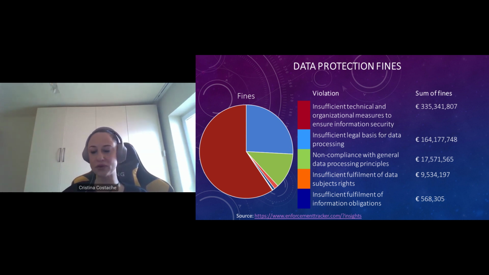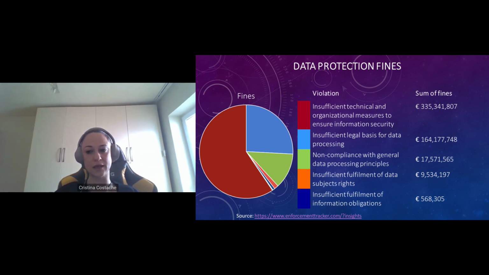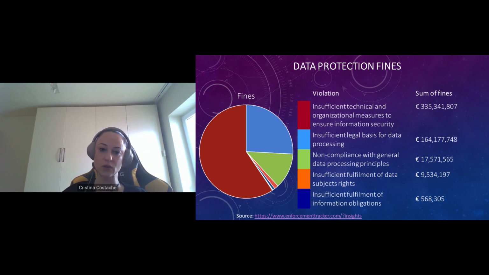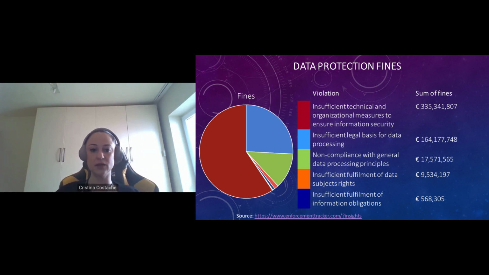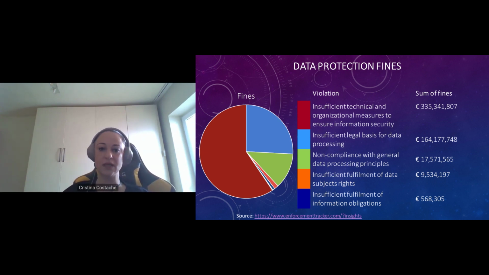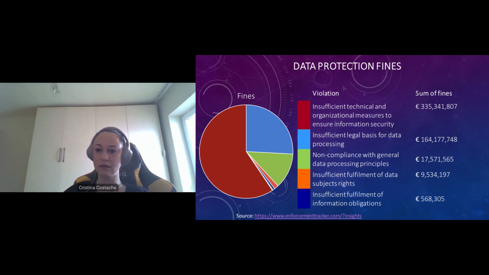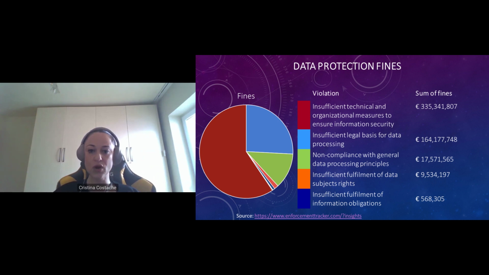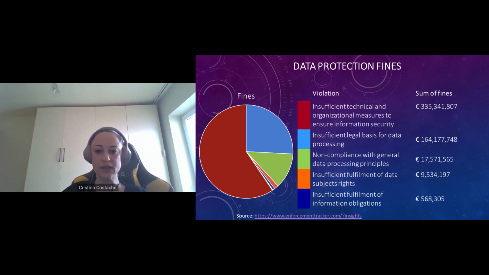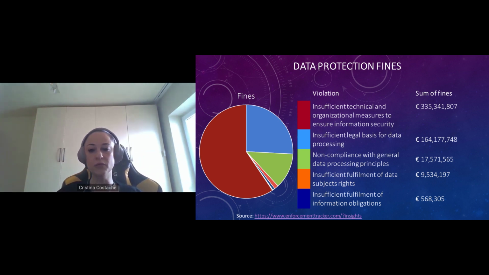So let's see why this is very important from companies' point of view, and take a look at the data protection fines. This is a tracker of fines, with data related to October 2020. As we can see, insufficient technical and organizational measures to ensure information security has amounted up to €335 million.